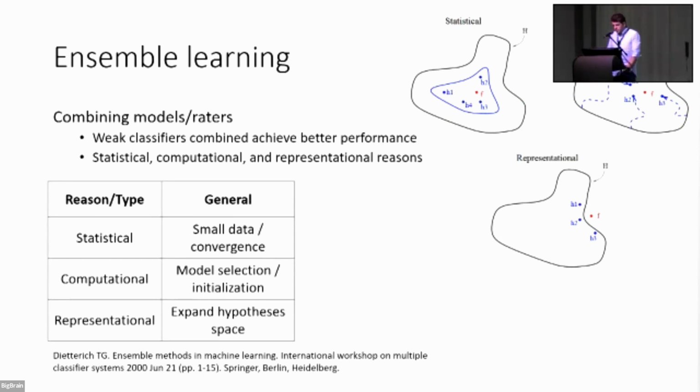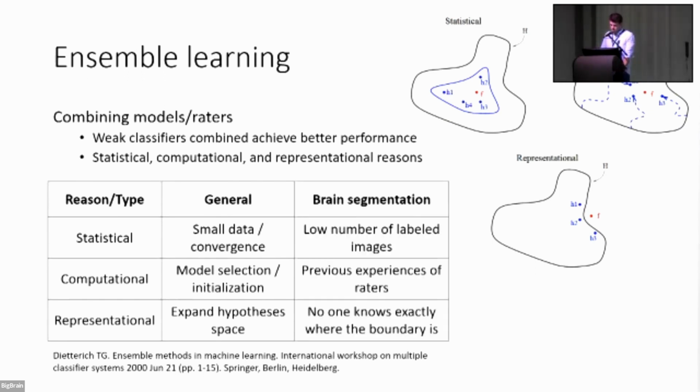And the final one is representational. Maybe the solution is not even in the search space of the model. So this extends the search space that the model can converge to.